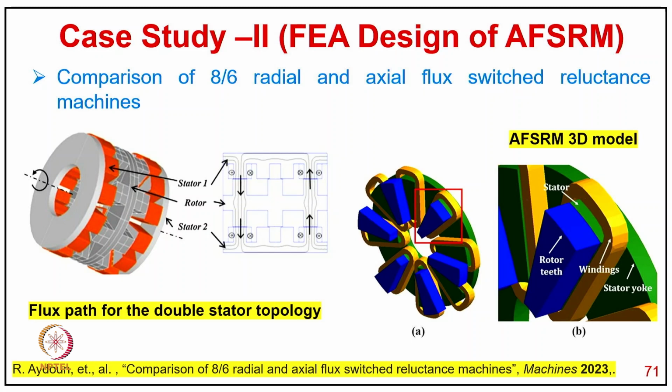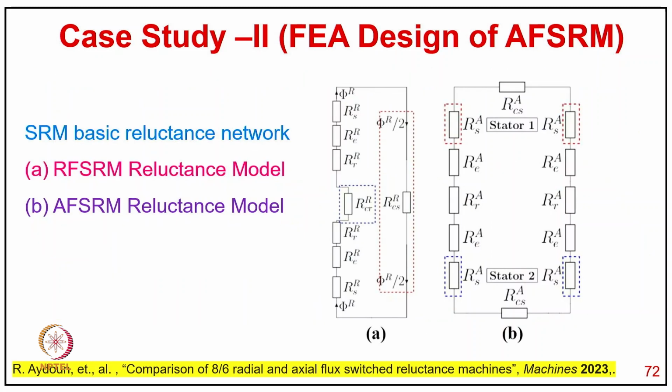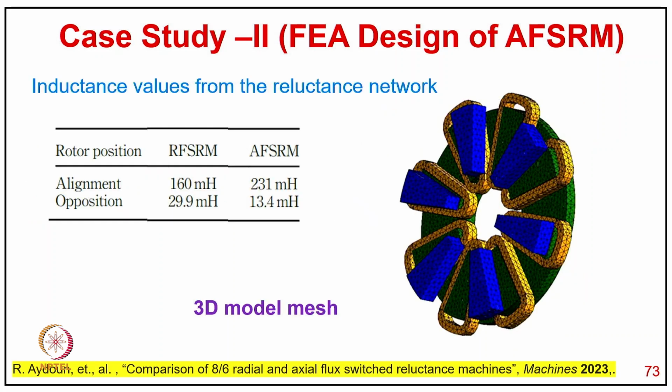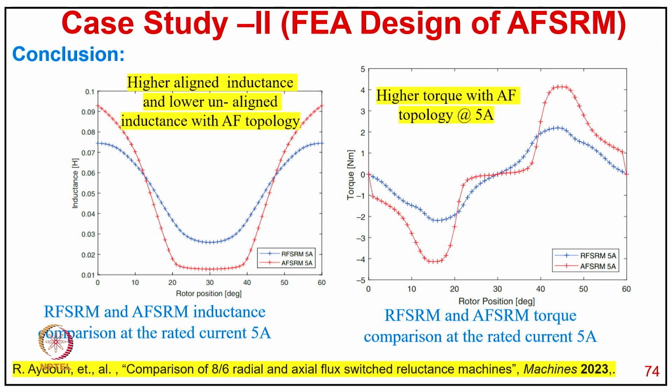The comparison of 8/6 radial flux and axial flux reluctance machine, how they look in the 2 cases, and the basic reluctance network for the radial flux reluctance model and axial flux reluctance model, and the inductance variation from radial to axial flux. So here you can see the aligning inductance is higher for axial flux, 231 compared to 160, and the unaligned position is also quite lower, 13.4 compared to 29.5. And you can see clearly how the 3D model looks, and as a conclusion, a higher aligning level.